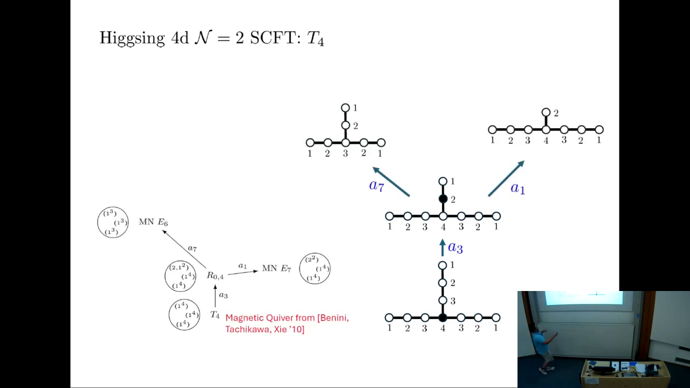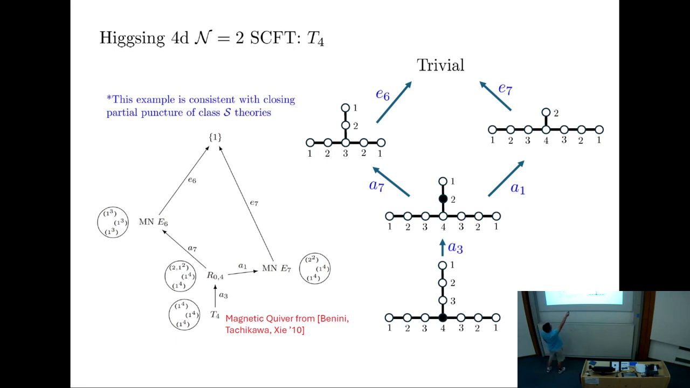That's cool. I do another 2 decays, to this one and to this one. And this means this will map, when you map it back, to the E6 Minahan-Nemeschansky theory. And the other one maps back to the E7 Minahan-Nemeschansky theory. Do another 2 decays. They all become trivial theories. So these 2 will be Higgsed to a trivial theory. So this is a very nice example because class S theories will actually have a way of checking this, even though we don't have a Lagrangian.